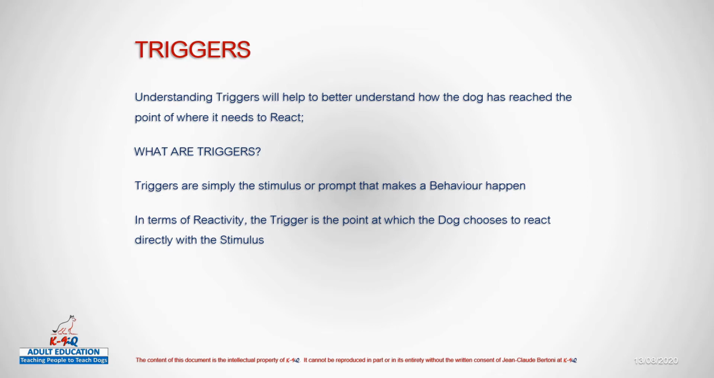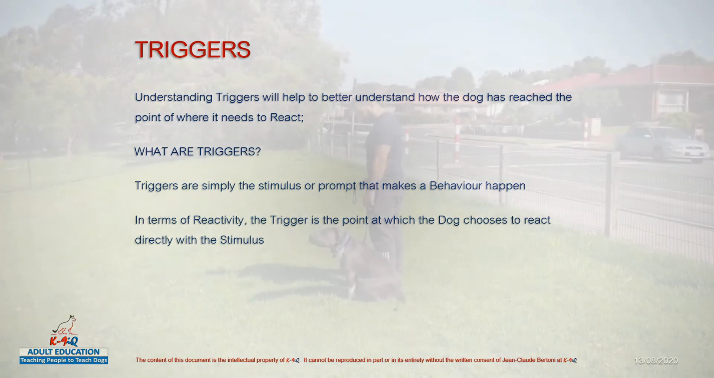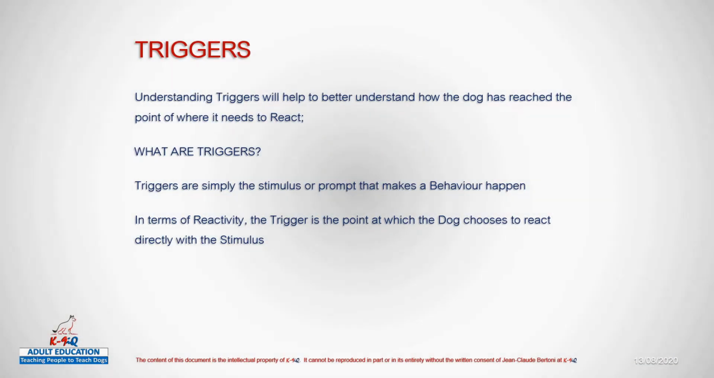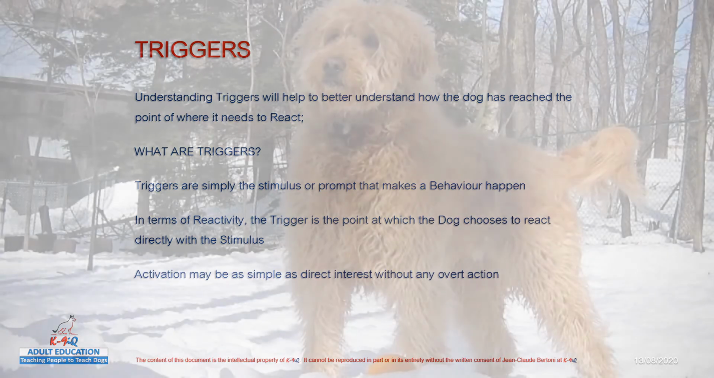Now, reacting directly to it doesn't mean jumping on it and attacking it. It could simply be turning and looking at it and tensing up. It could be barking, it could be pulling on the lead towards it. It's at that point in time where their behavior changes from a dog being relaxed to a dog having some kind of tension or stress that's actually promoted or produced as a result of that trigger turning up. And this is where the activation may be as simple as direct interest without any overt action.